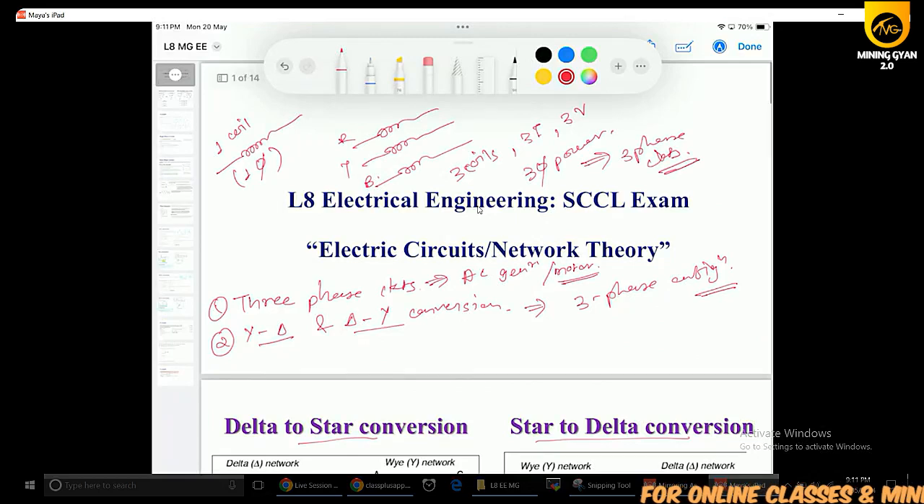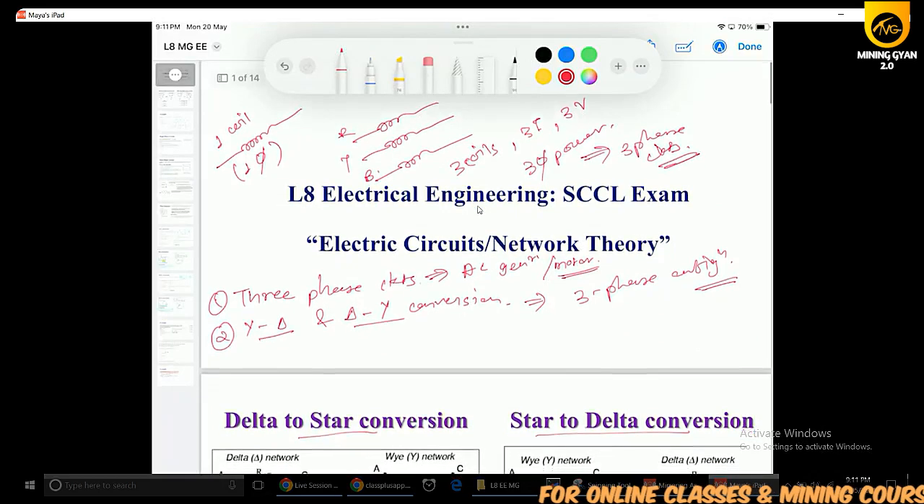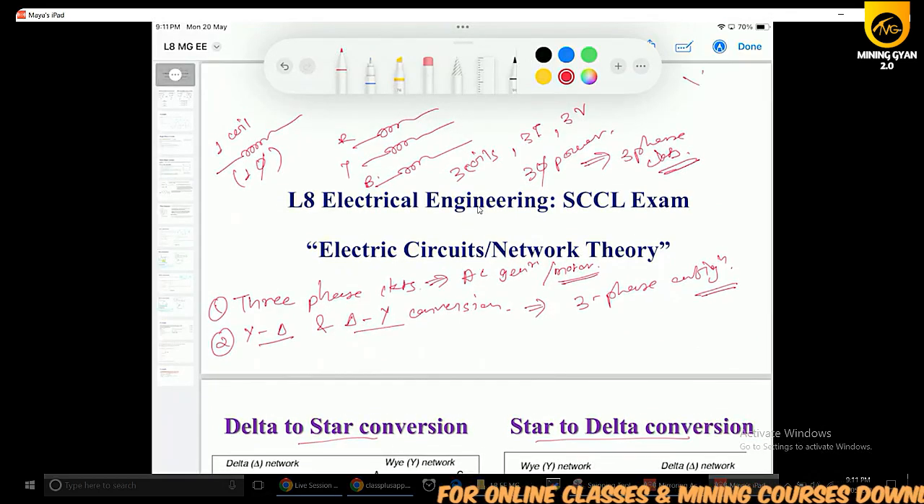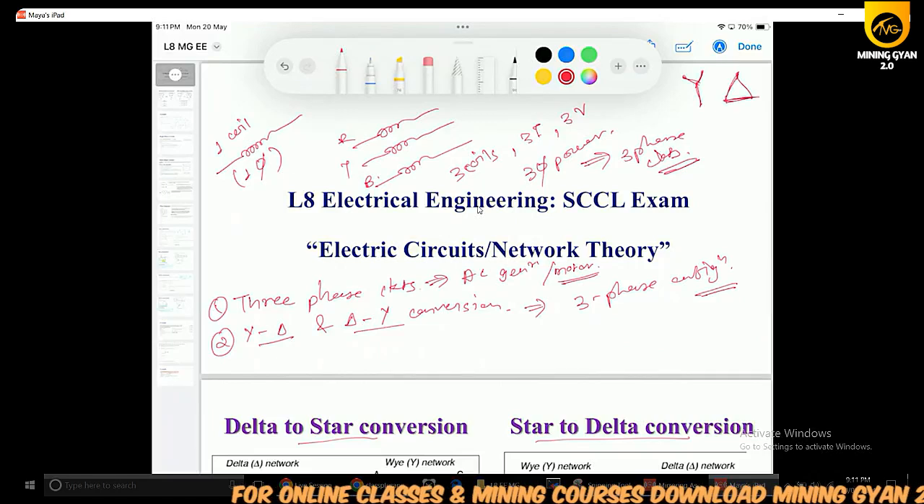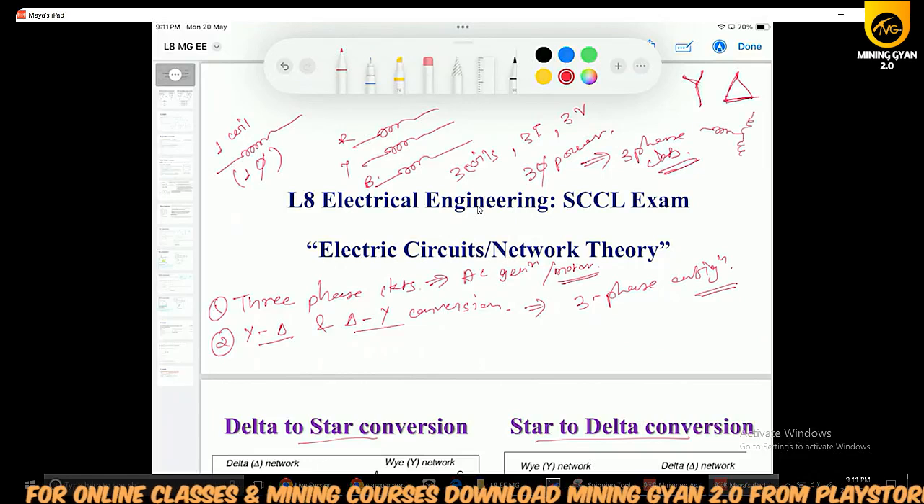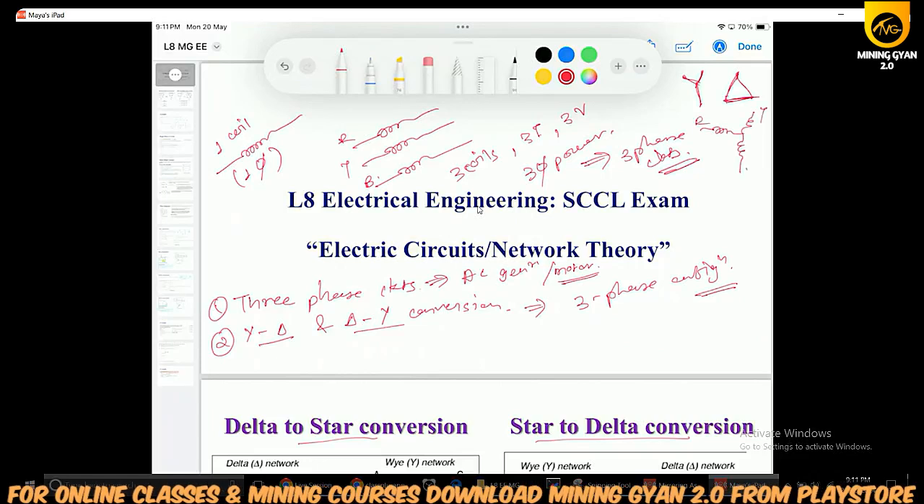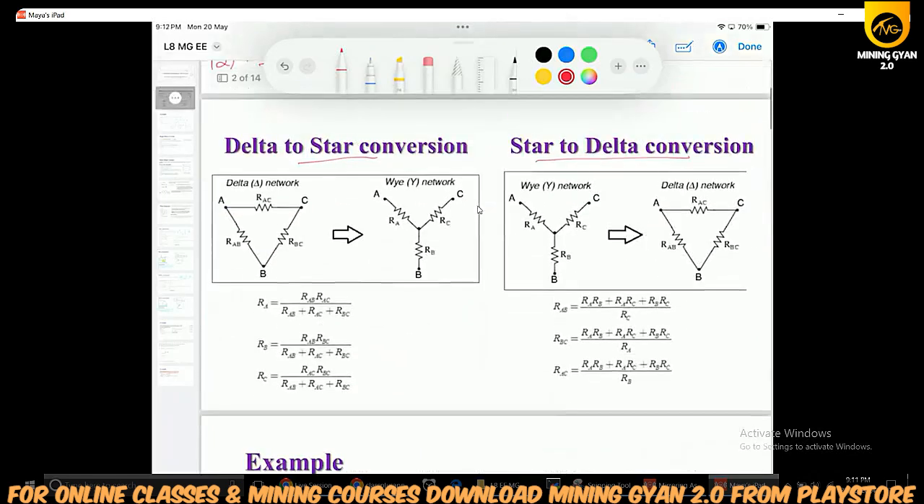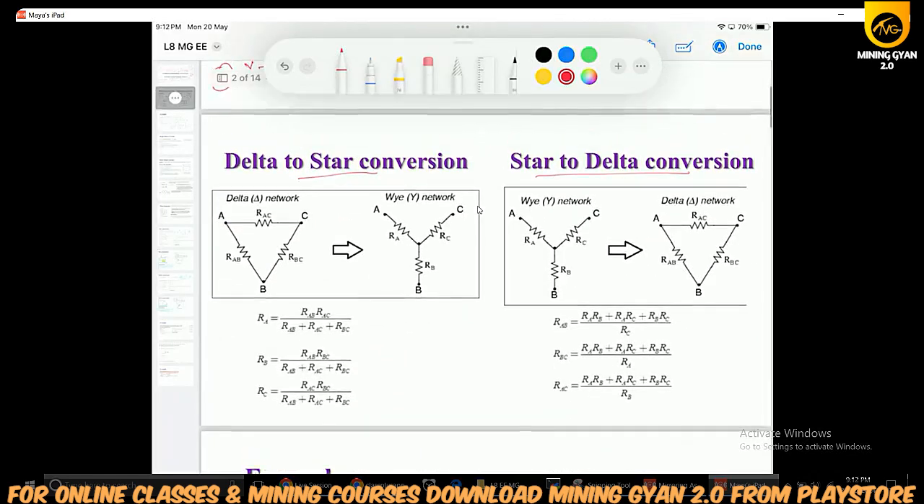So these three coils can be connected either in star or in delta connection. What is star? Star connection will be like this and delta connection will be like this. So three coils will be connected in star like this, R, Y, B, or in delta, R point, Y point and B point. Like this. So first of all, let us see how to convert the given network from delta to star.